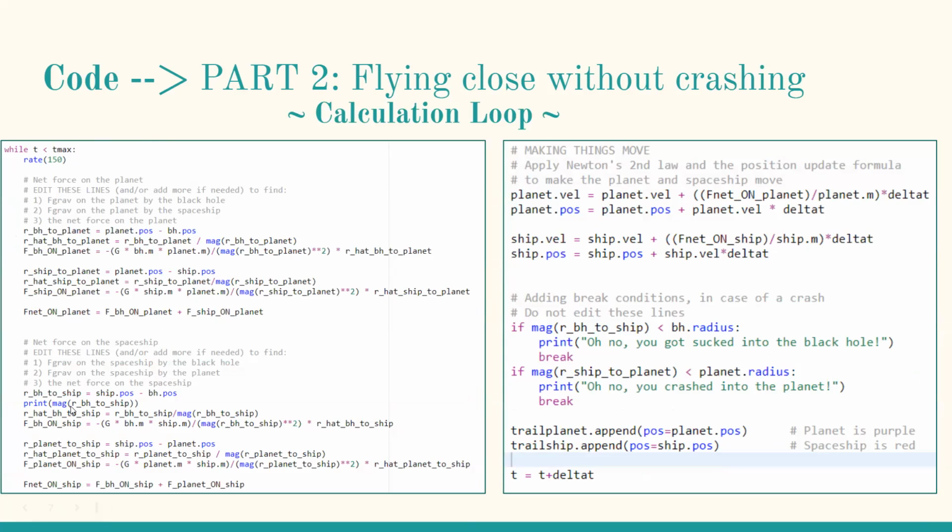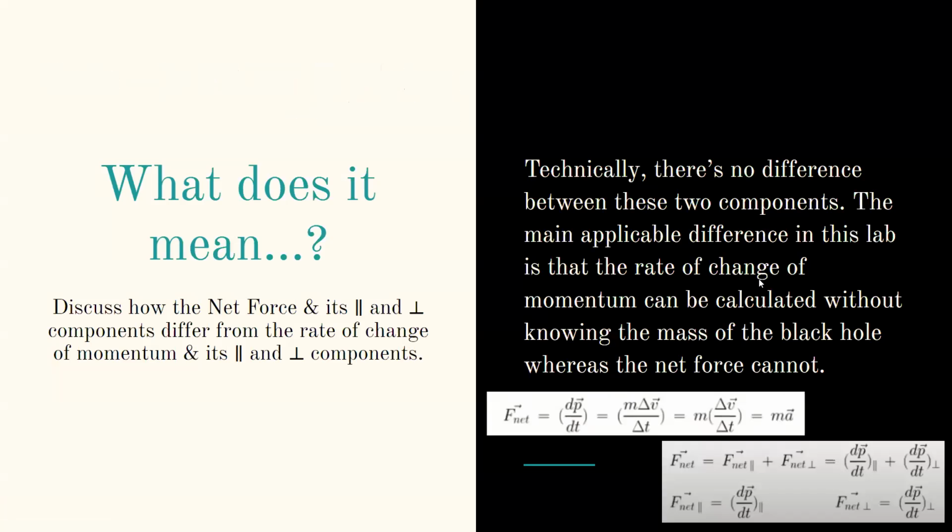I had to find the net force on the planet along with the net force on the spaceship, which basically just consisted of combining the black hole's gravitational force on the planet and the ship's gravitational force on the planet, and then same for the spaceship. Then when we were actually making things move, we had to apply that P is equal to F net times delta T, which gave us the planet's velocity and planet's position and the updated position and velocity formulas. Same thing we had to do with the ship and apply all of these into the brake conditions.